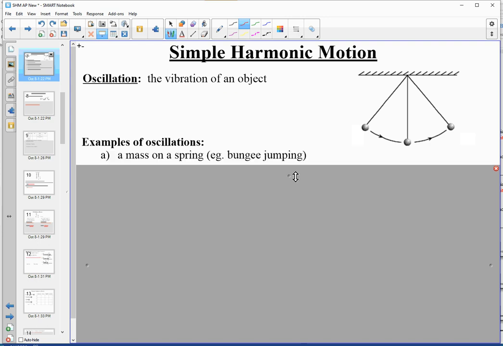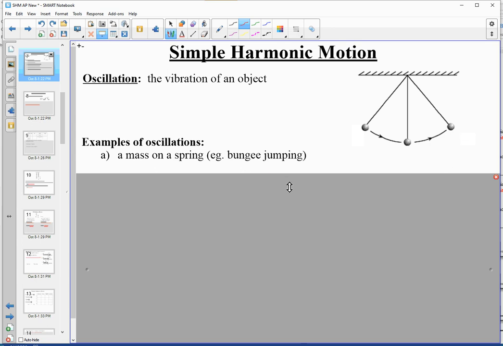So some examples of oscillations. One would be a mass on a spring. So if you were bungee jumping and you jumped off a high structure and the elastic cord caught you, you would begin to oscillate up and down on a spring, or on an elastic cord. Now that's clearly an oscillation. Does it meet the requirement of simple harmonic motion? Well, I don't know. We'll see. We'll talk about that tomorrow.